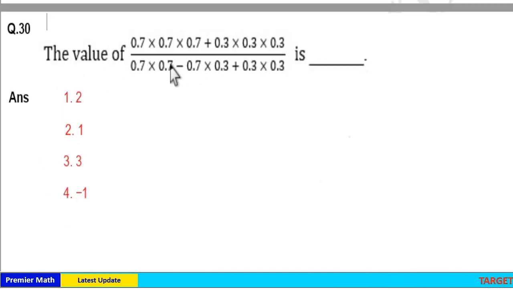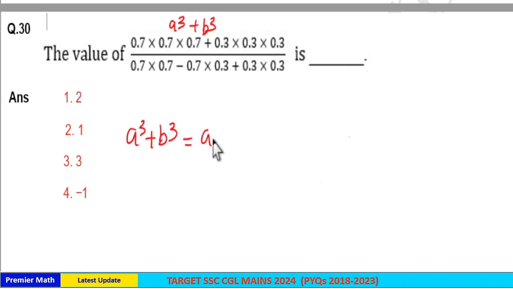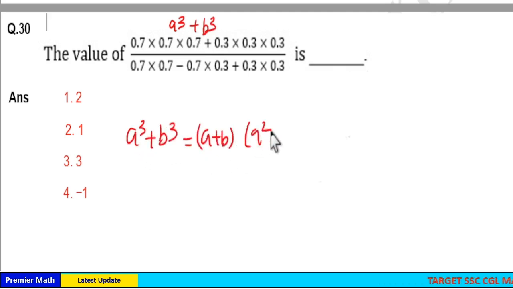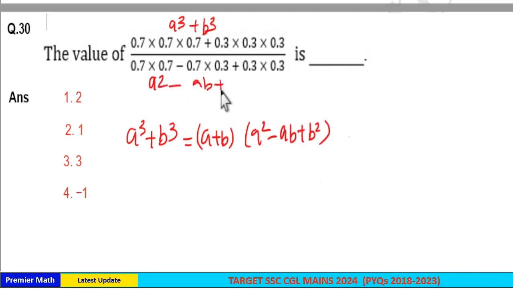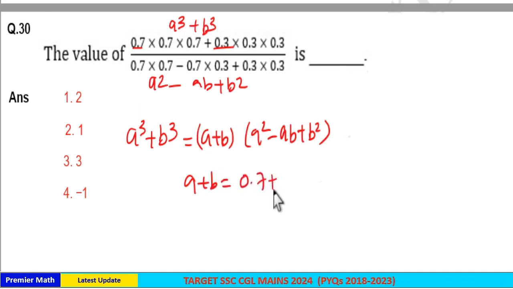The value of the following is, here in the numerator you have 0.7 cube plus 0.3 cube. So this is like the a cube plus b cube format. The a cube plus b cube formula is equal to a plus b into a square minus ab plus b square. So in the denominator you have a square minus ab plus b square, and in the numerator a cube plus b cube. So what is missing is a plus b. Here a is equal to 0.7 and b is equal to 0.3. So a plus b is equal to 0.7 plus 0.3, which is equal to 1. Option 2 is your answer.